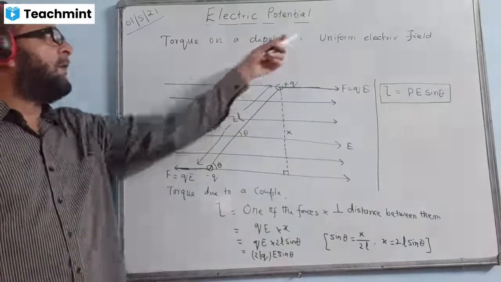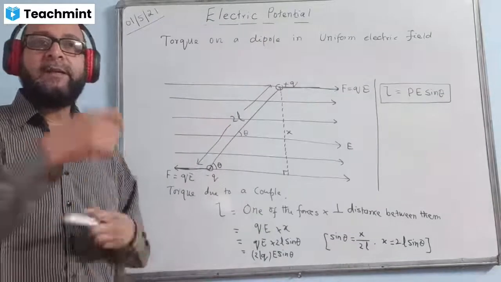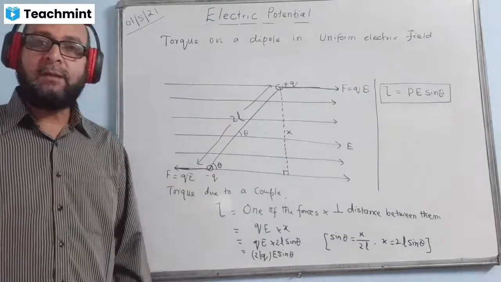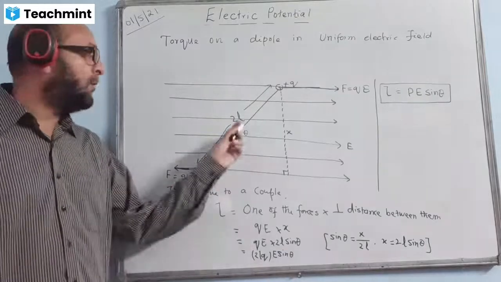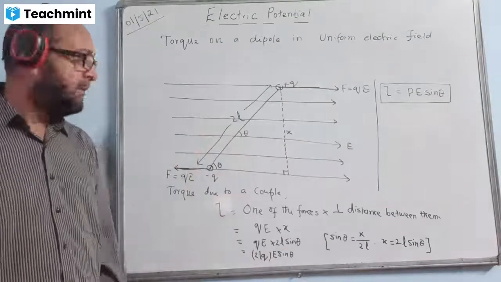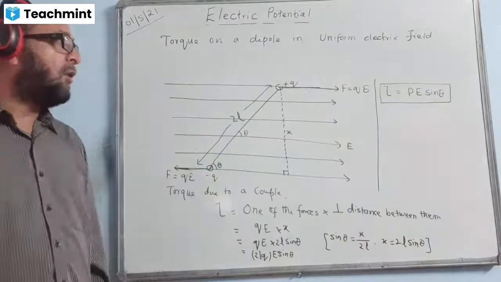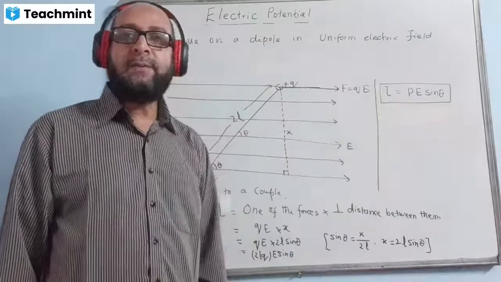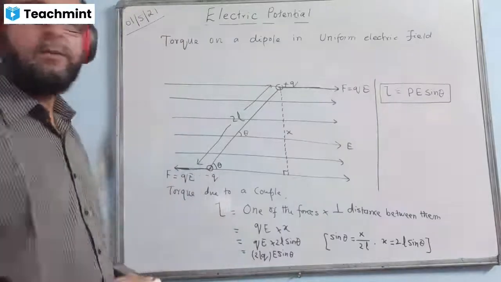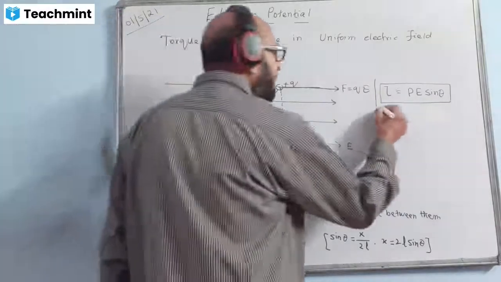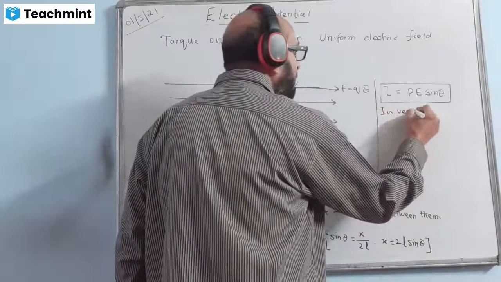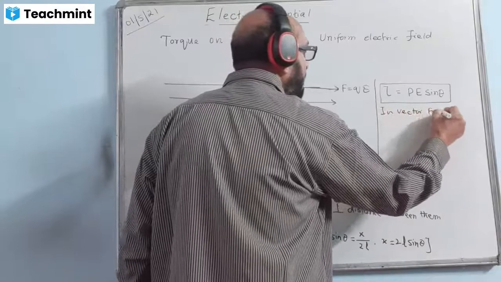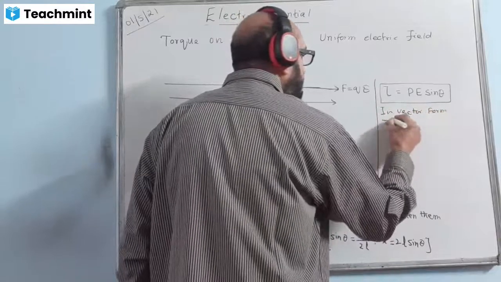That means when a dipole is placed in a uniform electric field, it will experience a torque. It will start turning about the midpoint. Since torque is a vector quantity, we express this value of torque in vector form. We can write below that in vector form, torque we express this way.